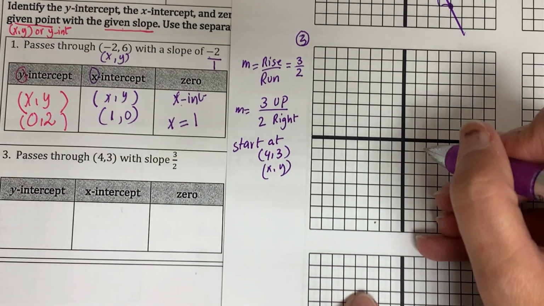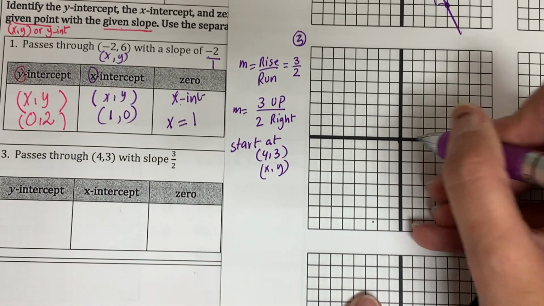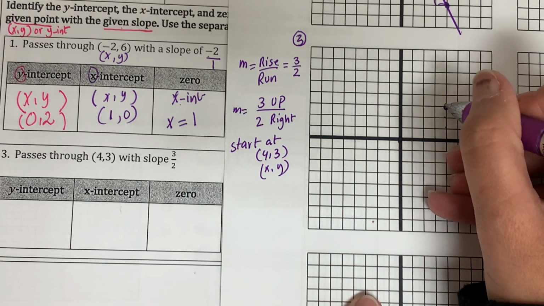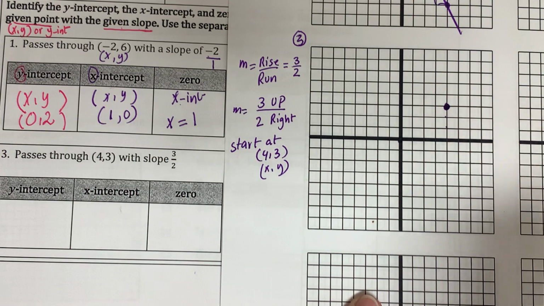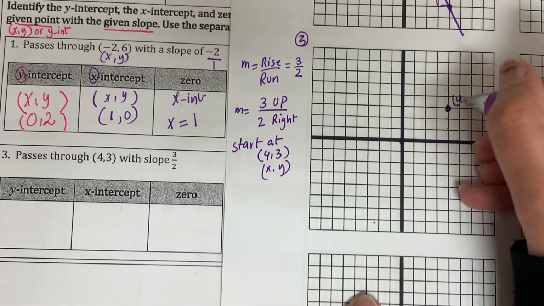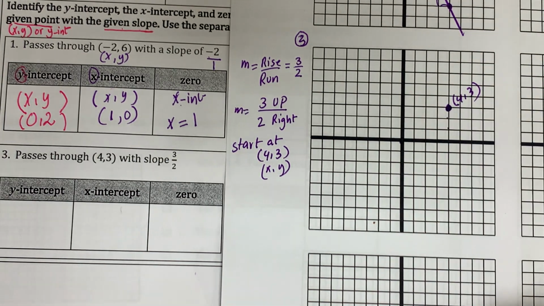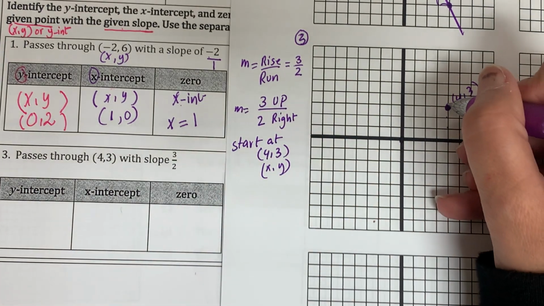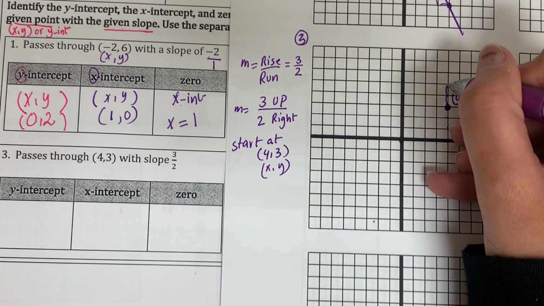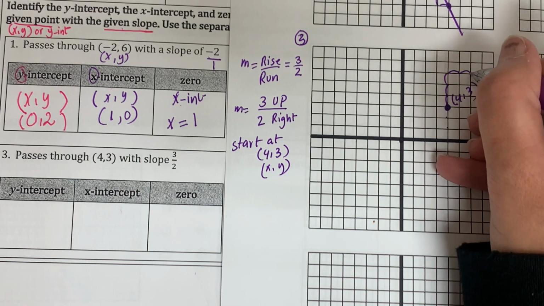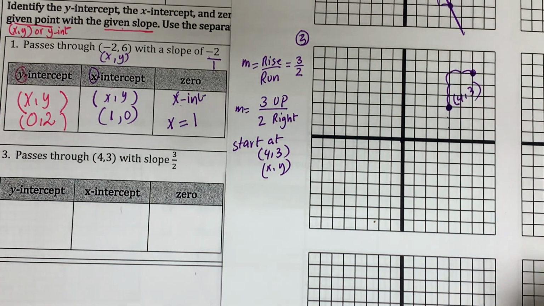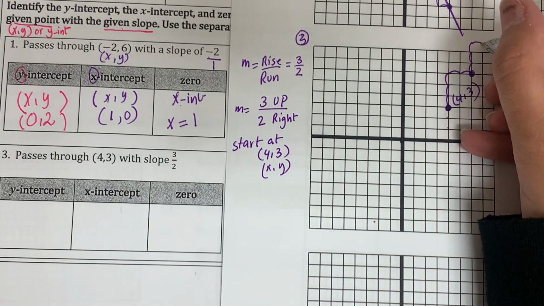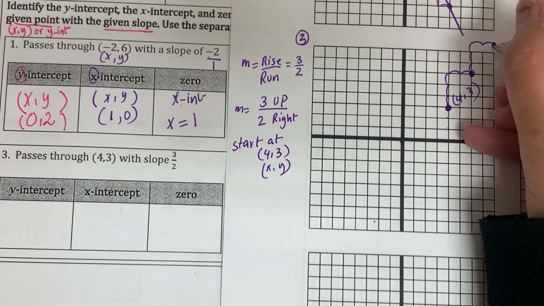X is 4 and y is 3. X, this is 0, 1, 2, 3, 4. X is 4 and y is 3. 1, 2, and 3. There you go. This is my point. Now I have to use the information of the slope. 3 up, 2 to the right. 3 up, 1, 2, 3 up, and 1, 2 to the right.